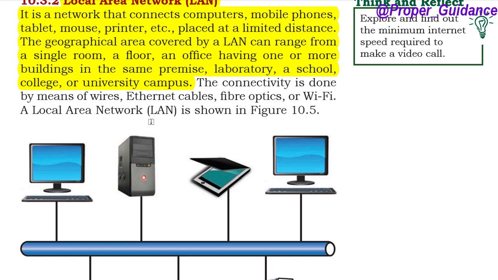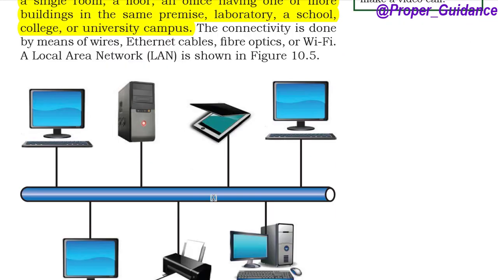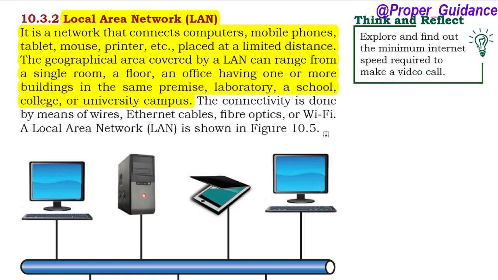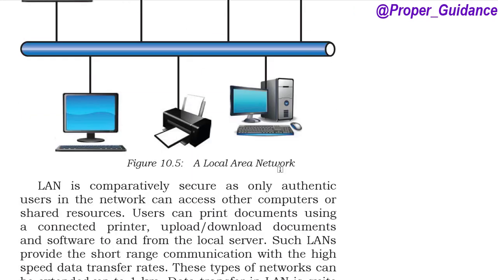A local area network is shown in the following figure. You can see it now. Here maybe a Wi-Fi connection or an Ethernet cable will be there. Mainly in your computer lab, you can see a LAN here, okay? Or in a school, university, college building, or office building, LAN is used very often.